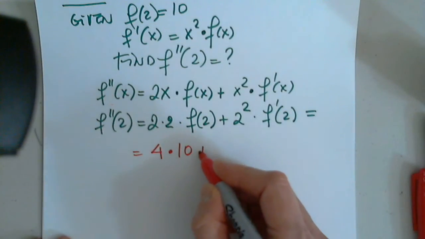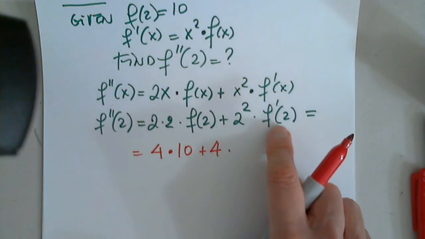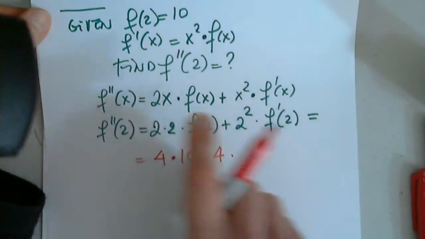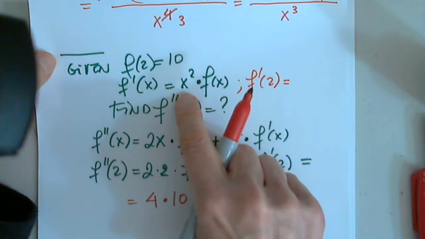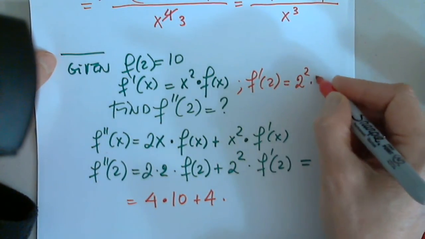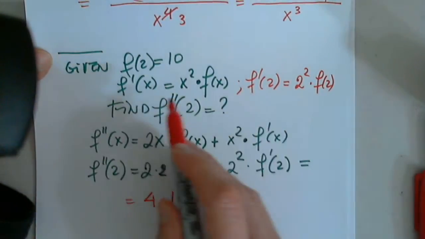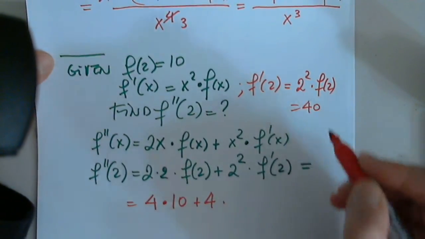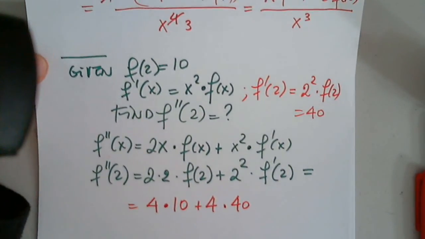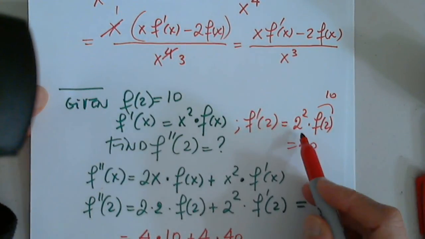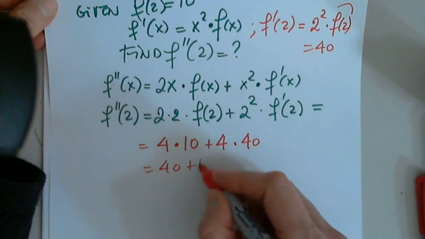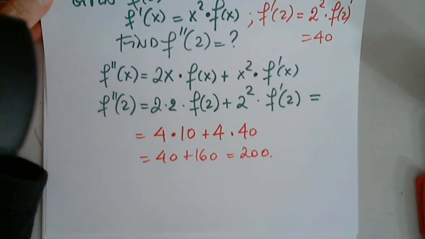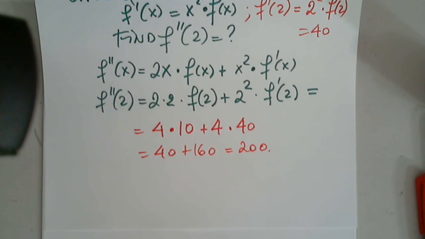10. Good. Plus, this is another 4, but what is f prime of 2? You can say, I don't know, but I have it right here. So I can determine f prime of 2 as 2 squared times f of 2. So it's 4 times 10, which is 40. Right? So this is 10, and this is 4. 4 times 10 is 40. So now I have 40 plus 160, so this is 200. That's how we address something like that.